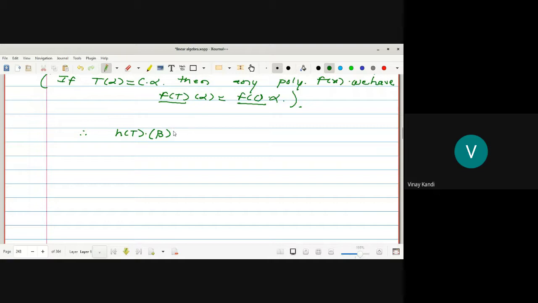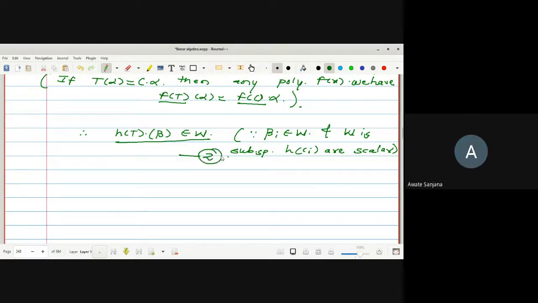What is the reason? Since bi belongs to W and W is a subspace, that is itself a vector space, and h of ci's are scalars. Any doubt? Then h of T of beta belongs to W. Okay. Any doubt up to here? Leave it as equation number 2.